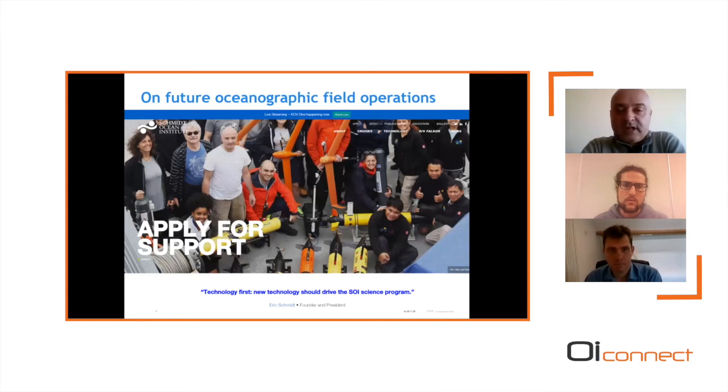A quote from Eric Schmidt: technology first, new technology should drive the SOI science program. So basically we were quite happy with what we achieved. This was an interdisciplinary team. We had people from engineering, people from computer science, marine biologists, physical oceanographers, chemical oceanographers, and we were really happy with what we achieved.